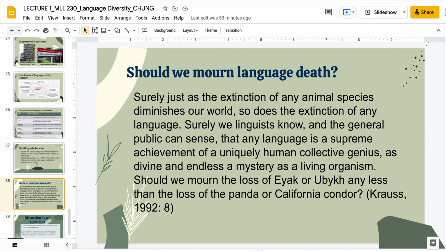So the last question I want to leave you with before we get into our discussion board questions is, should we mourn language death? Like, what's the big deal? If a language dies, is that such the end of the world, right? There's this quote from Krauss that says, surely just as the extinction of any animal species diminishes our world, so does the extinction of any language. Surely we linguists know, and the general public can sense, that any language is a supreme achievement of a uniquely human collective genius, as divine and endless a mystery as a living organism. Should we mourn the loss of Eyak or Ubykh any less than the loss of a panda or a California condor, right?